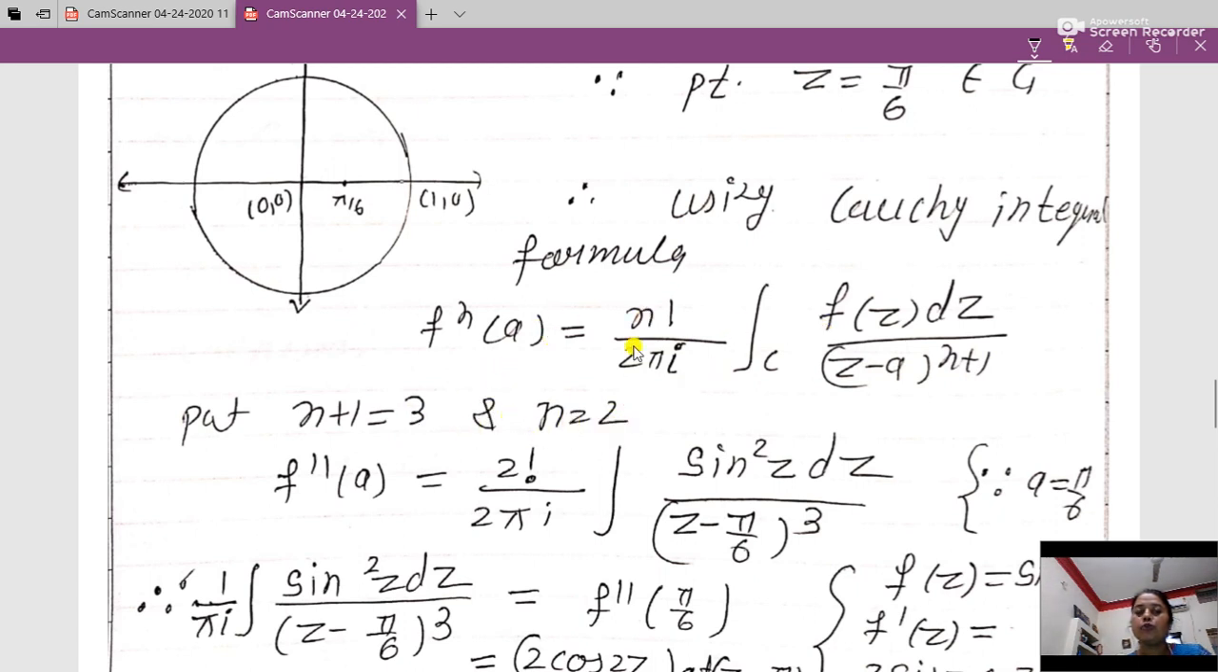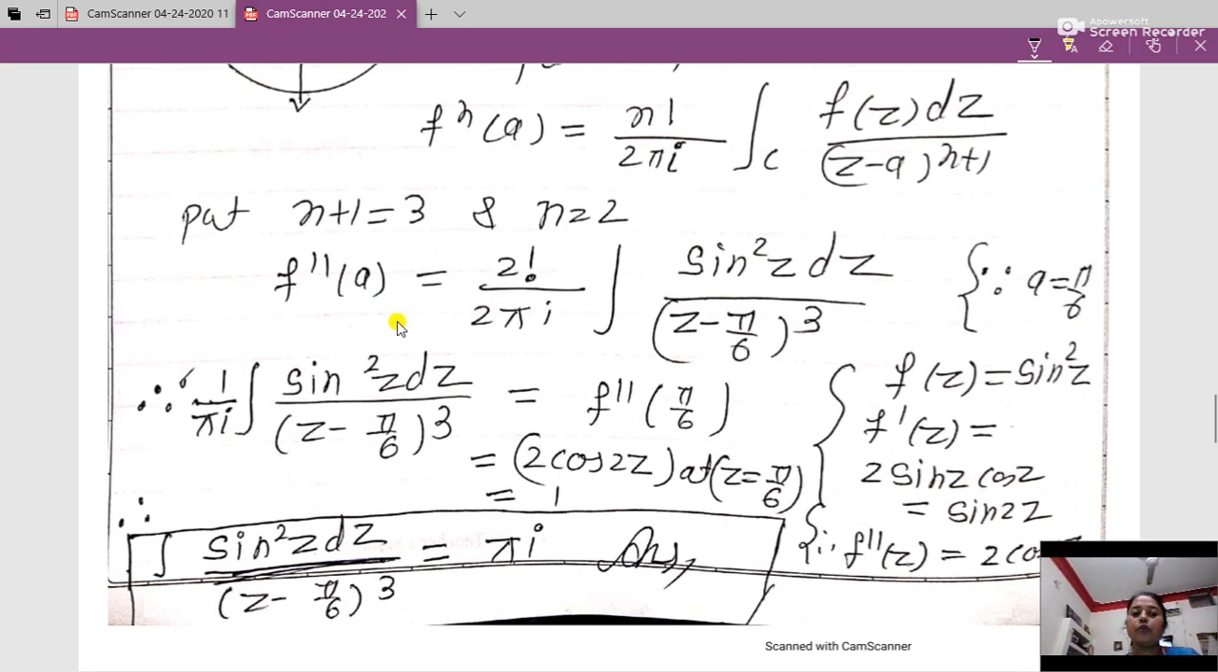So put the values over here, and our f(z) is sin²z. Put all the values on the right hand side as well as the left hand side. Let's see the right hand side. n is 2, so it is factorial 2 upon 2πi times the integration of sin²z dz upon (z minus π/6) whole cube, since the point is π/6, is equal to f double dash of z at z equal to π/6. So we have our point as π/6.